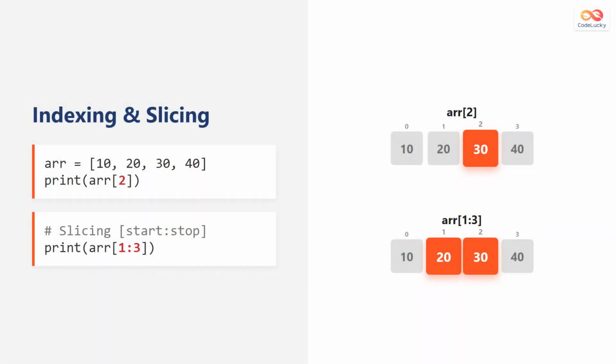Accessing data is intuitive. You use square brackets just like with Python lists. Index 2 retrieves the third element. You can also slice arrays using the colon operator. For instance, 1:3 grabs elements from index 1 up to, but not including, index 3.